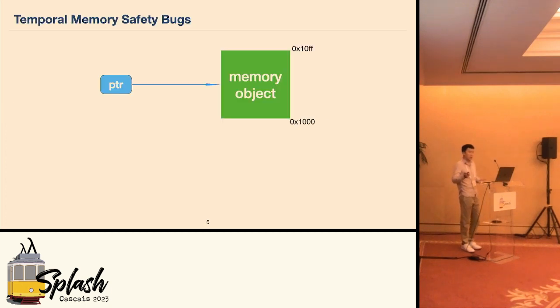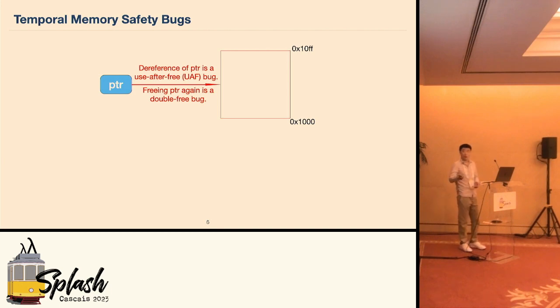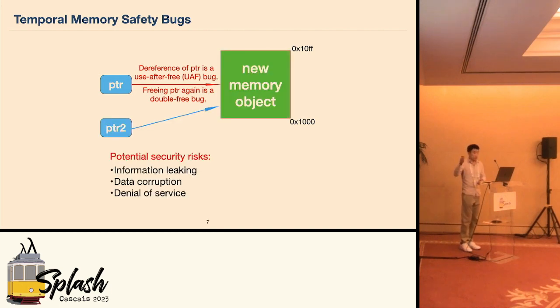Conceptually, it is pretty simple. We have a pointer pointing to a memory object. After the object is freed, the pointer becomes dangling. And if we dereference the pointer now, it's a use-after-free bug. And if we free this pointer more than one time, it's a double free bug. And the situation gets particularly dangerous when the freed region is reallocated and filled with new valid data. Then the dangling pointer might leak information or corrupt data.